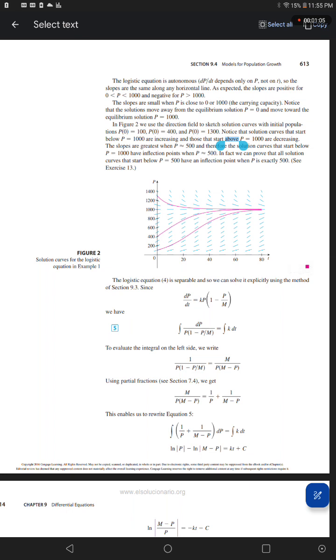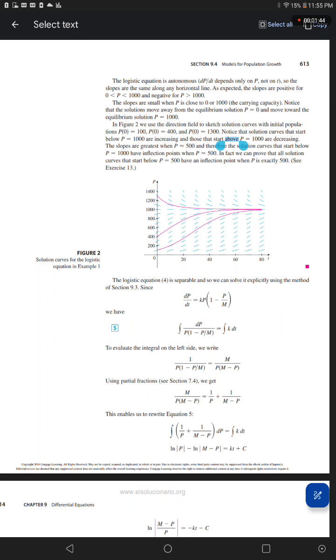The logistic equation is autonomous (dP/dt depends only on P, not on t), so the slopes are the same along any horizontal line. As expected, the slopes are positive for P greater than 0 but less than 1000, and negative for P greater than 1000. The slopes are small when P is close to 0 or 1000, the carrying capacity.